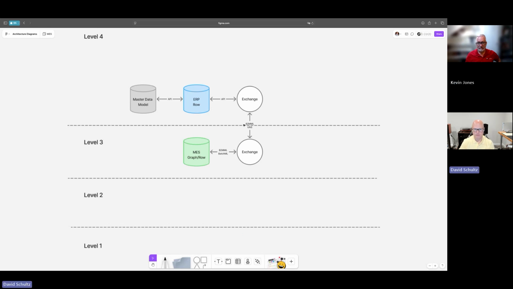So again, referencing ISA 95, you'll find that I just can't say that term enough. I get paid a quarter for every time I use it. The master data model is going to inform your resource models there.